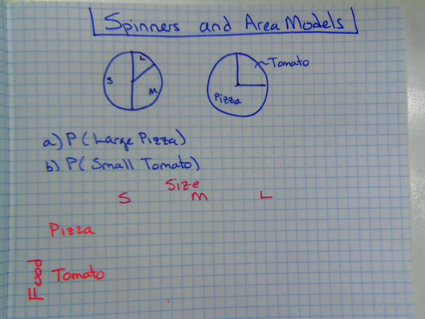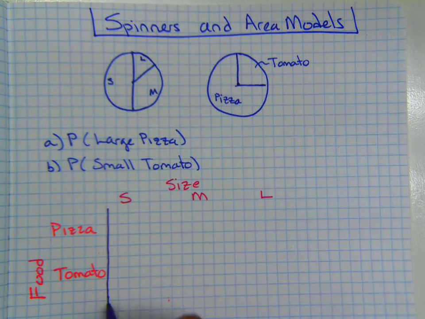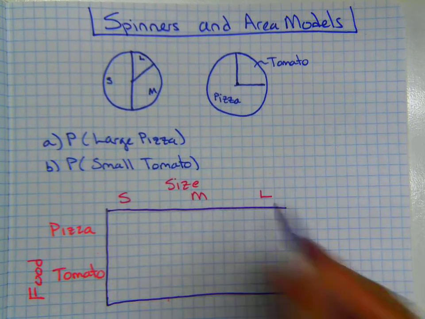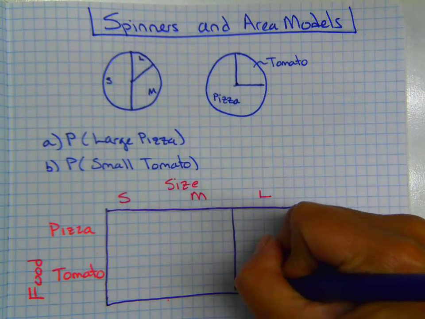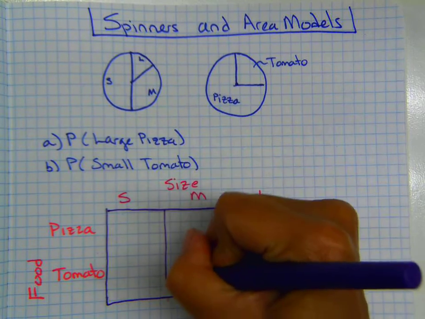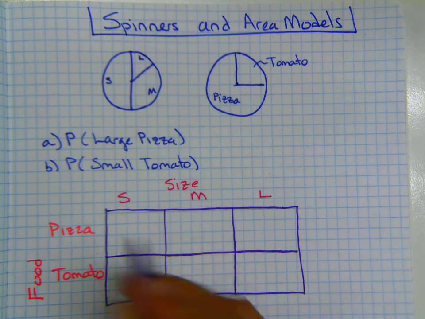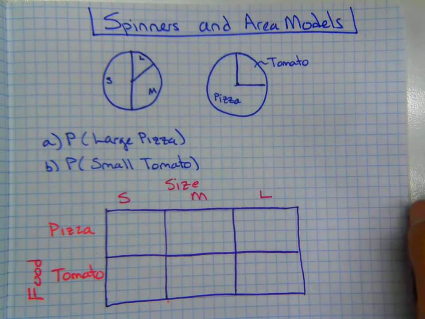So just like before, we'll build the box. And because I have 3 items here, I'm going to need to split it into 3 sections. And these are my 2 items here. All right, so now we need to put in the probabilities. Well, we have a slight problem because there are no probabilities in the spinner.